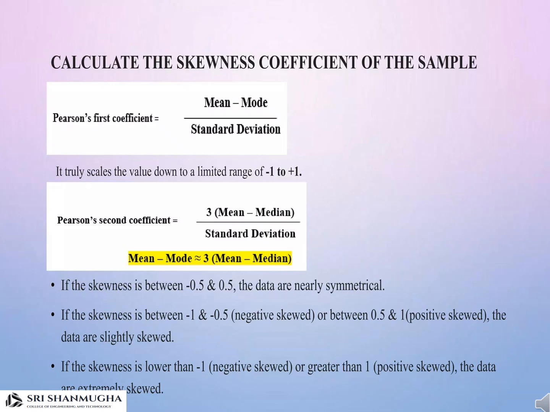If the skewness is between -0.5 and 0.5, the data are nearly symmetrical. If the skewness is between -1 and -0.5, it is negatively skewed, or between 0.5 and +1, then it is positively skewed. If the skewness is lower than -1, it is highly negatively skewed, or greater than 1, it is highly positively skewed.